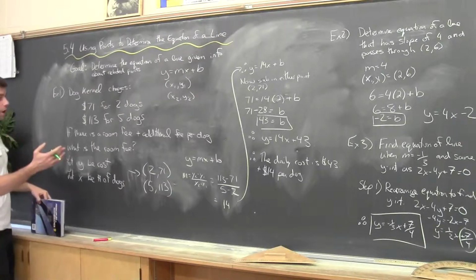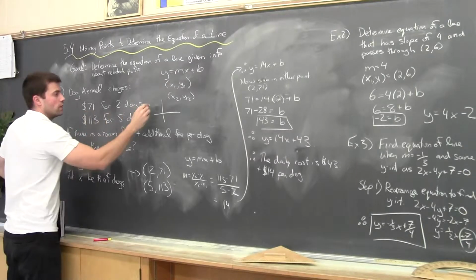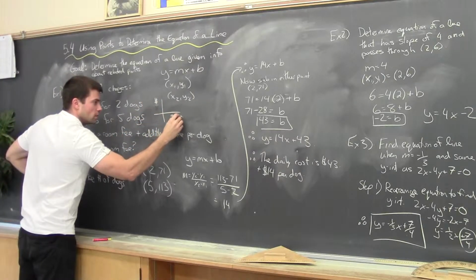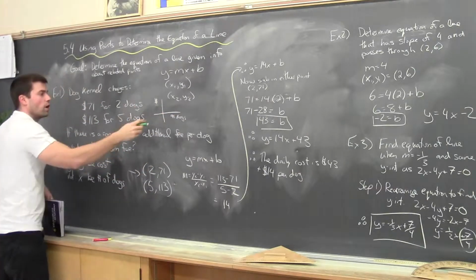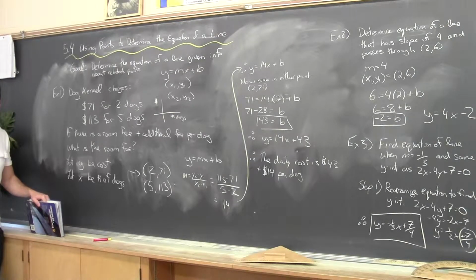So the other option, of course, is to make a graph. You could make a graph where you graph dollars on the y-axis and then number of dogs on the x-axis, and then you plot it, and then you try and answer the question with the graph. I, of course, prefer using equations. It's much quicker and much more accurate.